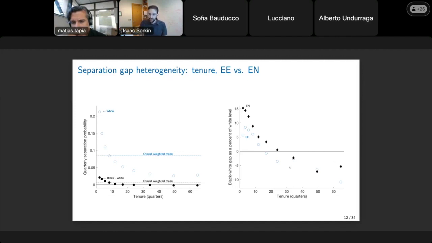I'll write down a model that makes this idea precise. But the idea is, let's take workers who separate here, who we think have survived this trial by fire and have gotten to this high level of tenure and are similar at this employer, and then let's see what happens to them at their next employer. So I'm going to write down a model that makes that idea precise.